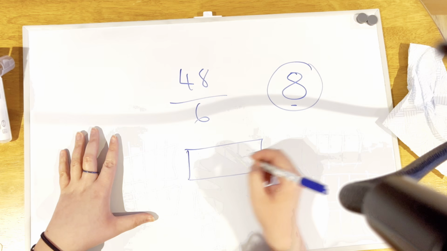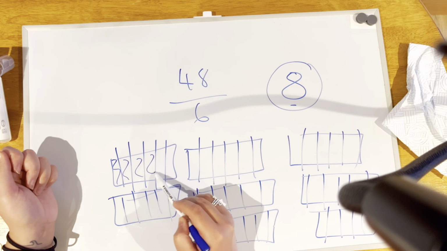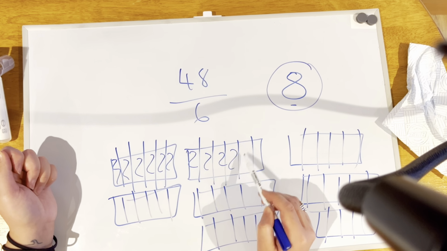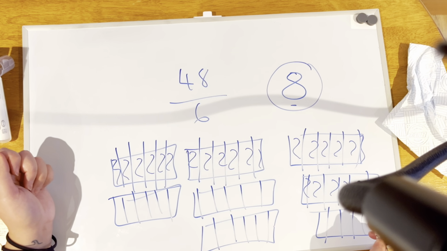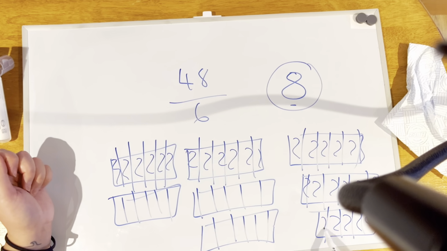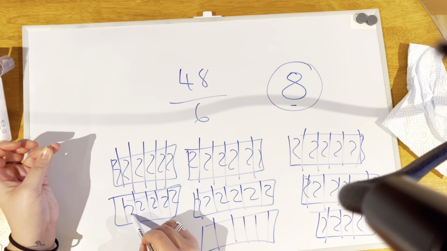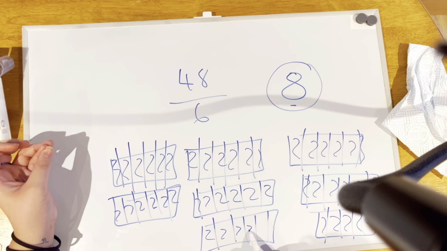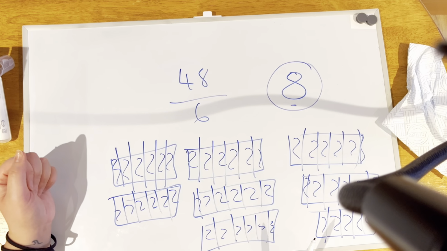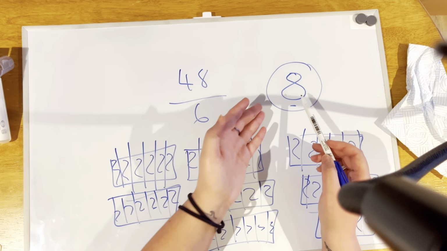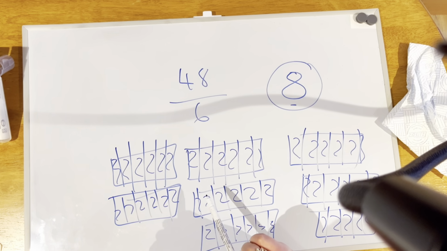Let's draw it out. So now that I've drawn up my chocolate bars, let's colour in 48. 1, 2, 3, 4, 5, 6, 7, 8, 9, 10, 11, 12, 13, 14, 15, 16, 17, 18, 19, 20, 21, 22, 23, 24, 25, 26, 27, 28, 29, 30, 31, 32, 33, 34, 35, 36, 37, 38, 39, 40, 41, 42, 43, 45, 46, 47, 48. So you can see that all my chocolate bars are coloured in whole. So I have 8 chocolate bars that are whole. So my answer is just 8.